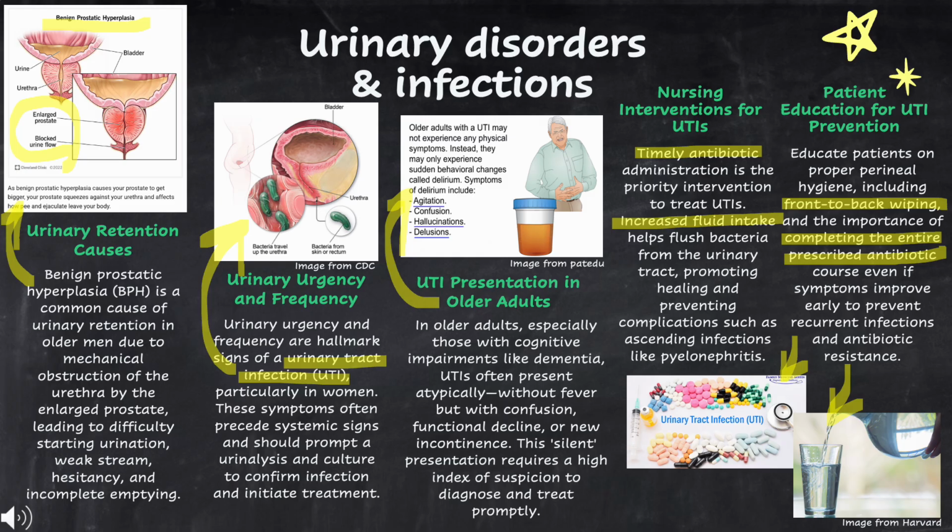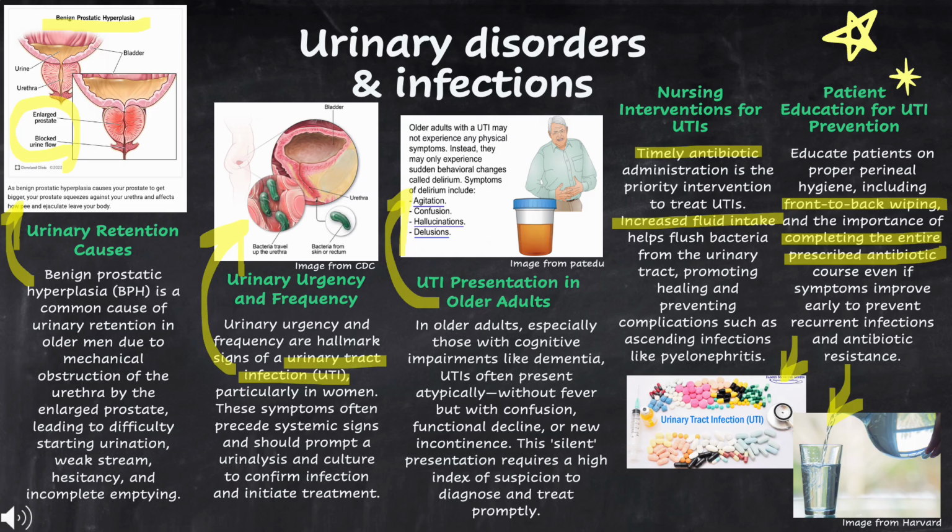Urinary tract infections, UTIs, are extremely common, especially in women. Classic UTI symptoms include urinary urgency, frequent urge to void, frequency, voiding in small amounts often, and burning pain with urination, dysuria. These local urinary symptoms often appear before any fever or systemic signs. In fact, the presence of urgency and frequency in a patient should prompt the nurse to obtain a urine sample for urinalysis and culture to confirm infection and guide treatment.